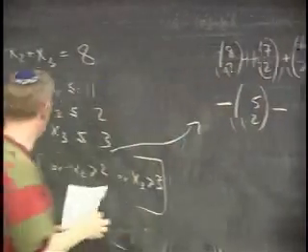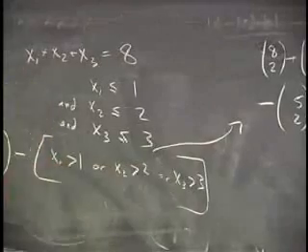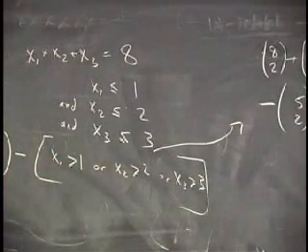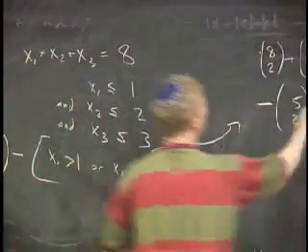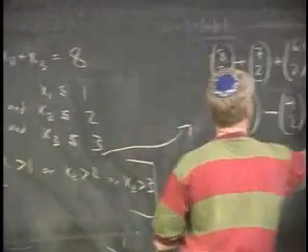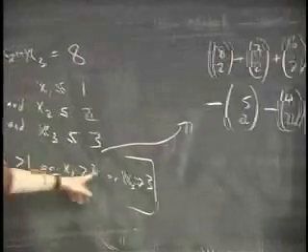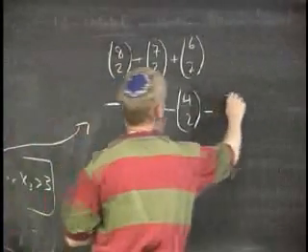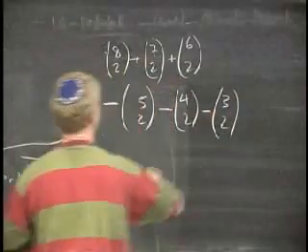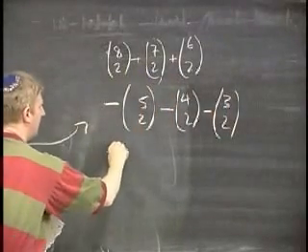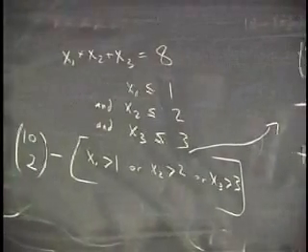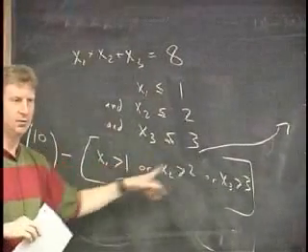What's the next one? x1, x3. 4 choose 2, right? Minus, what's the next one? 2, 3. That's 3 choose 2. Good. You guys are doing this fast in your heads. It's not obvious. And now finally, we have the case where they all have to be.